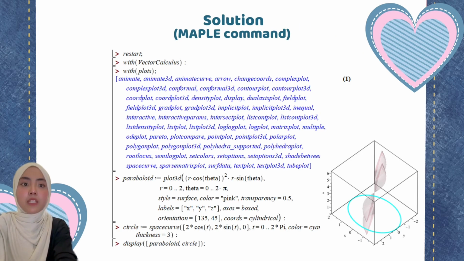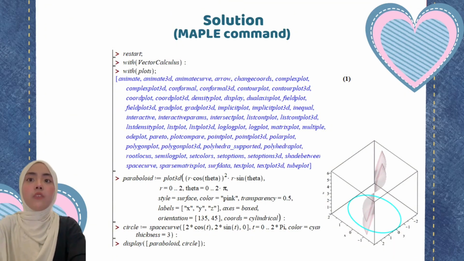We begin the Maple session by clearing all previous data using the restart command. Then we load two essential packages, VectorCalculus and plots. The VectorCalculus package is used for operations involving vector fields such as curl and dot products, while the plots package allows us to create 2D and 3D visualizations.